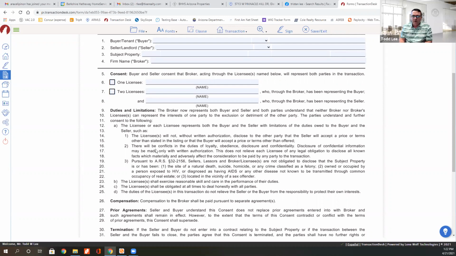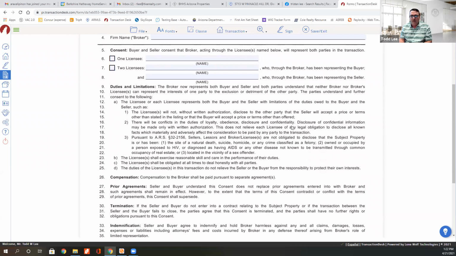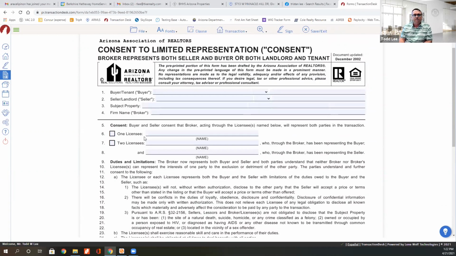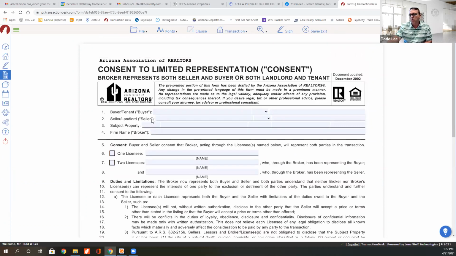Yep, and it says right there there will be conflicts in the duties of loyalty, obedience, disclosure, and confidentiality. Disclosure of the confidential information may be made only with written authorization. This does not relieve the licensee of any legal obligation to disclose all known facts that may materially and adversely affect the consideration. So if you still have a material fact, you still need to disclose that. All right, any other questions about the disclosure part of that?